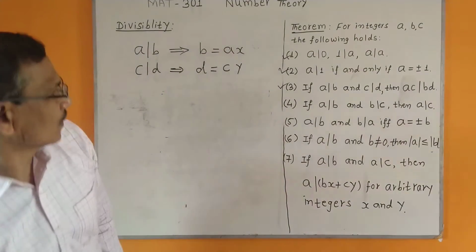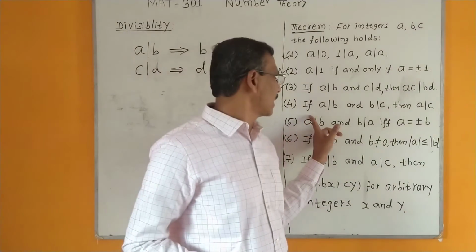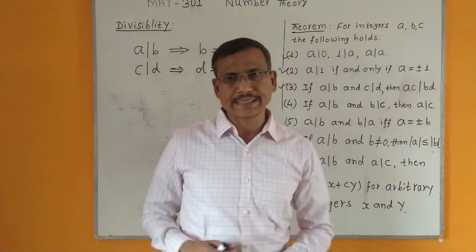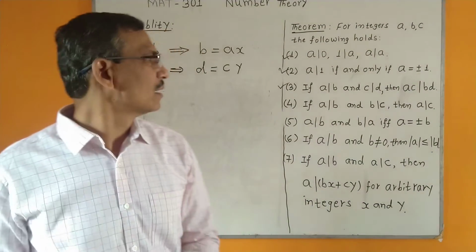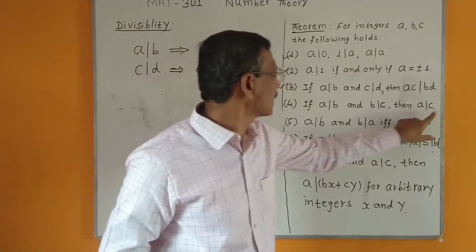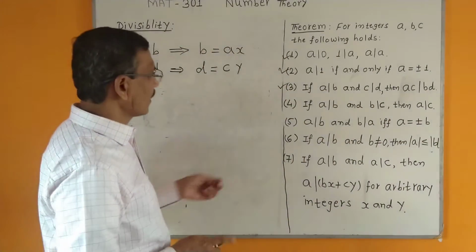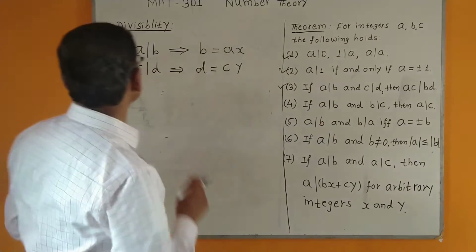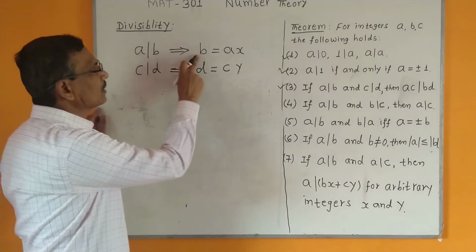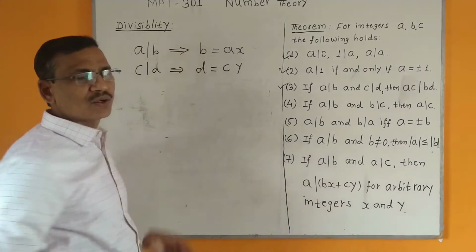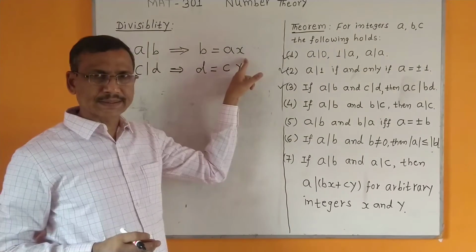Then the proof of the fourth. It is given that A divides B and B divides C. One integer divides the second and the second integer divides the third. Then we have to prove that A divides C, that means the first integer divides the third integer. Now, A divides B. By the definition of divisibility, A divides B implies B is equal to AX for some integer X.